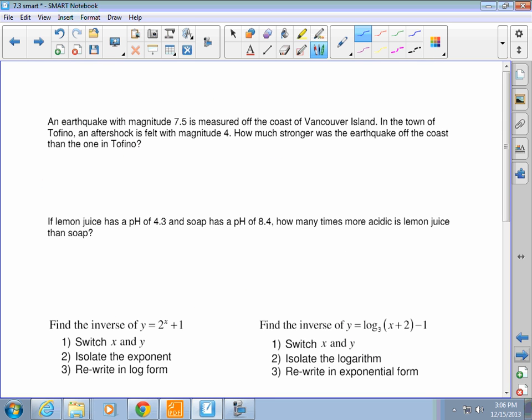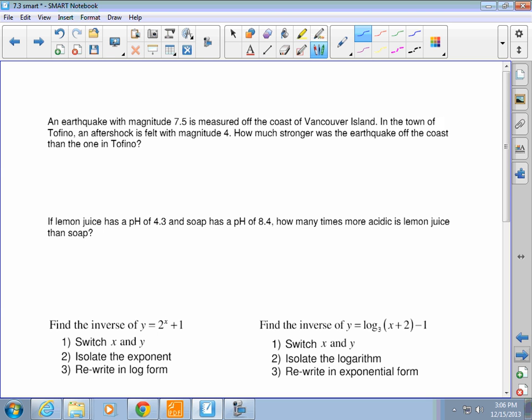Okay, next one. Actual problem solving with these. An earthquake with a magnitude of 7.5 is measured off the coast of Vancouver Island. In the town of Tofino, an aftershock is felt with a magnitude of 4. How much stronger was the earthquake off the coast than the one in Tofino?